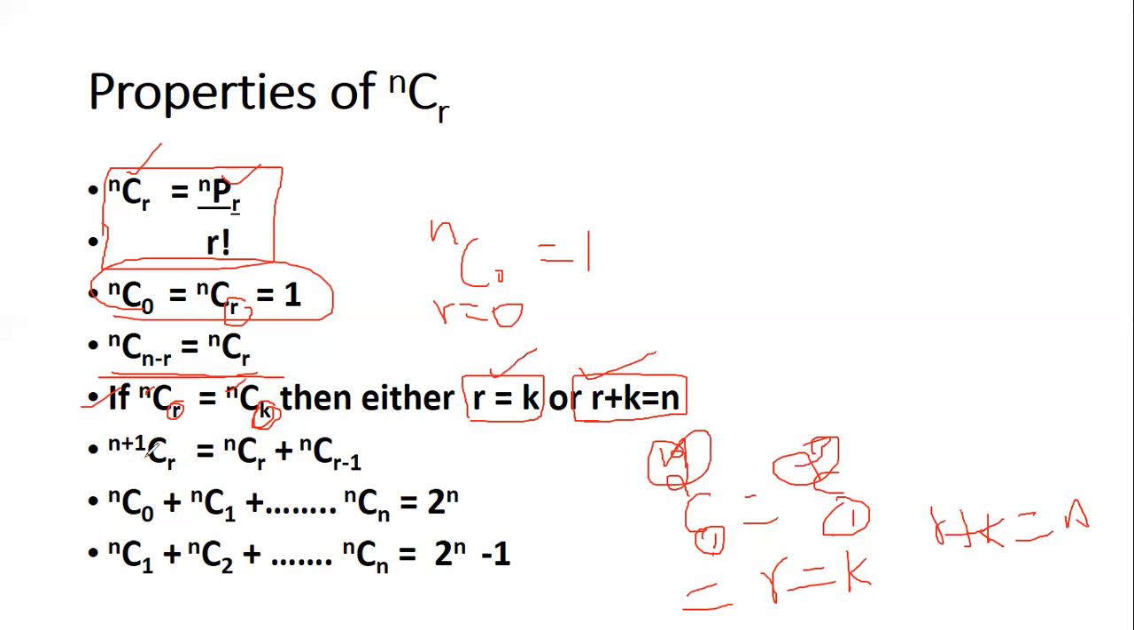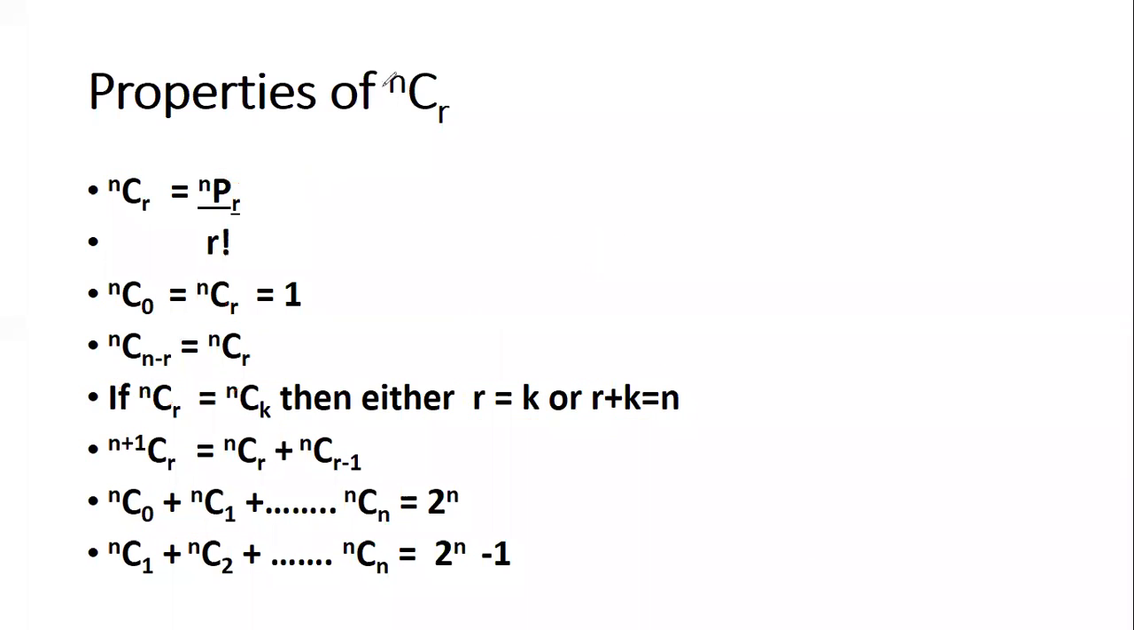Then (n plus 1)Cr is equal to nCr plus nC(r minus 1). This we will solve in a problem now. And then there is a series of combinations given. This we will use in statement problems. Now let's go to the problem.